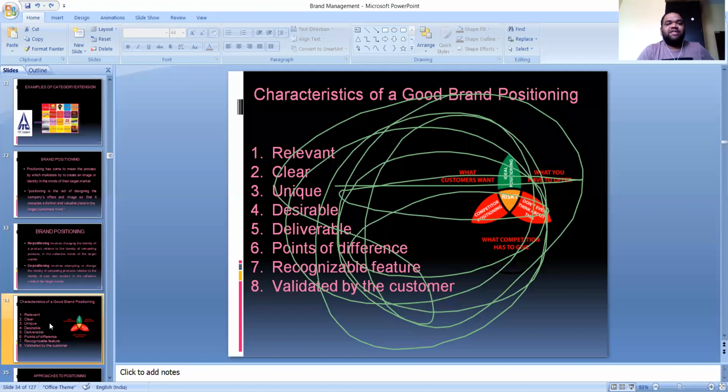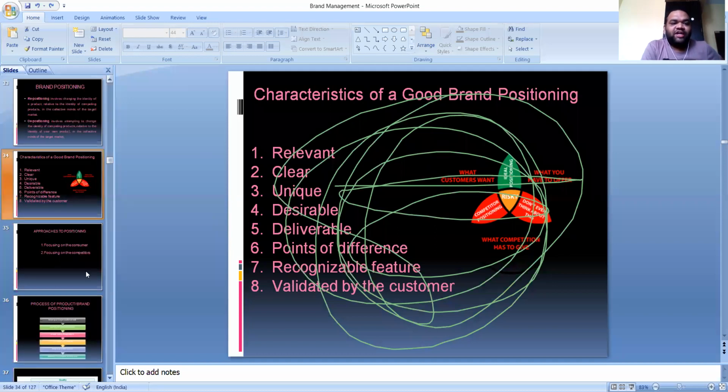Yes, 100% it's true. It has to be validated by the customer, means the customer has to validate whatever you are providing. So these are some characteristics of a good brand positioning: relevant, clear, unique, desirable, points of difference, recognizable feature, and validated by the customer. So moving on to the next slide.